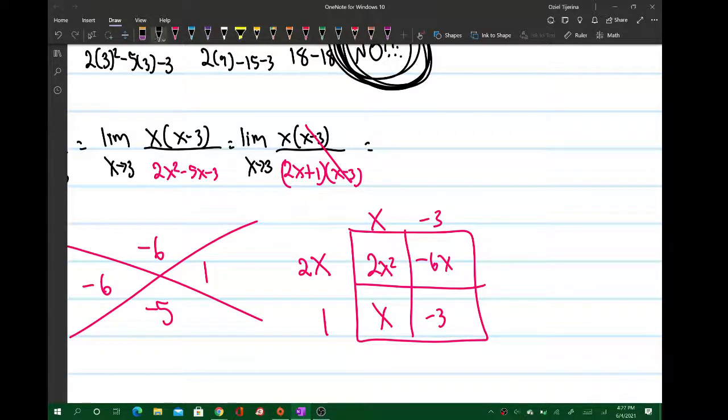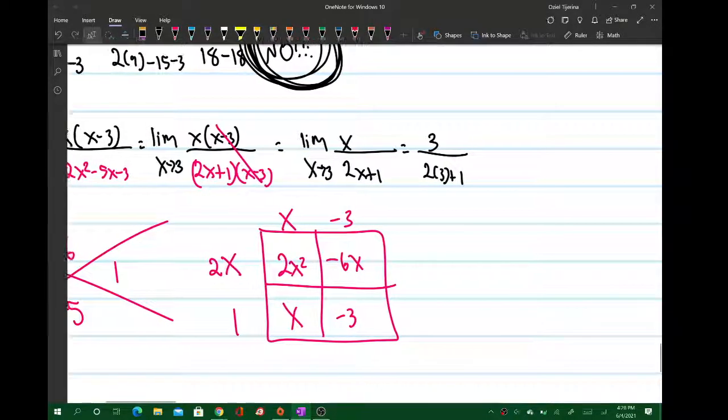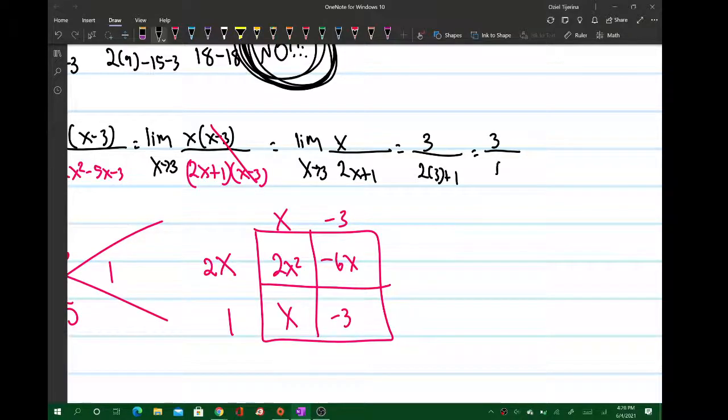Or actually, hold on, it's going to be the limit as x approaches 3. You have to keep writing the limit, because if you just write the function, you can get very confused and think that you're just simplifying the function, but you're not. You're finding the limit. Okay, so keep writing the limit as x approaches 3 of x over 2x plus 1. This is equal to 3 over 2 times 3 plus 1, which is equal to 3 over 6 plus 1, which is equal to 3 over 7.